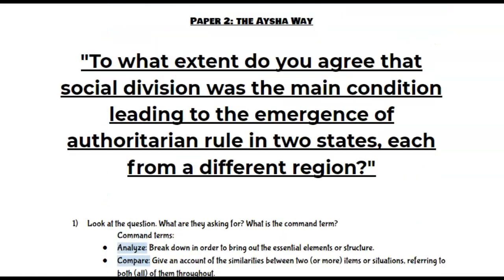So we need to know that we're going to have to give our opinion on whether or not we believe that social division was the main condition that led to the emergence of these 2 authoritarian states. So what do we think? That's number 1. And then number 2, how do we back it up with arguments? We need to make sure we're using evidence to prove our point, and then we need to explain why that evidence actually matters and proves the point we are trying to make.